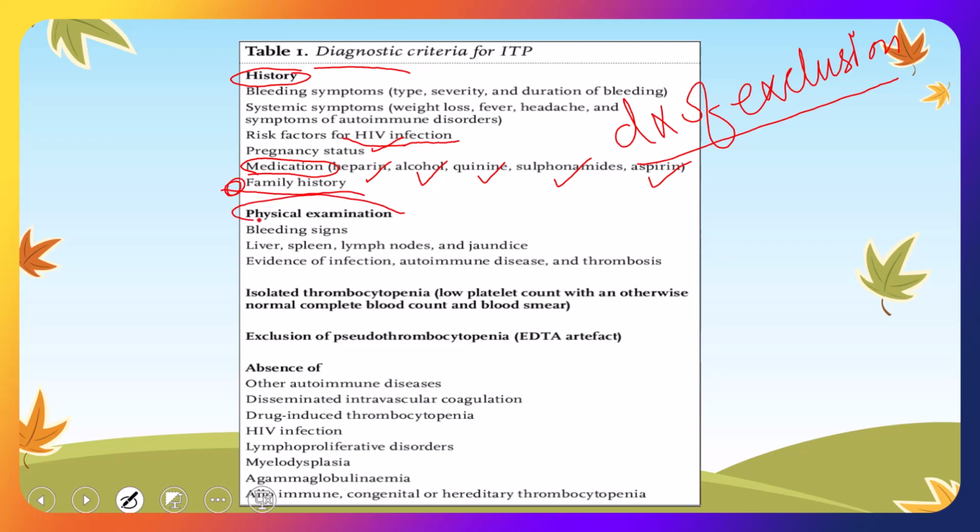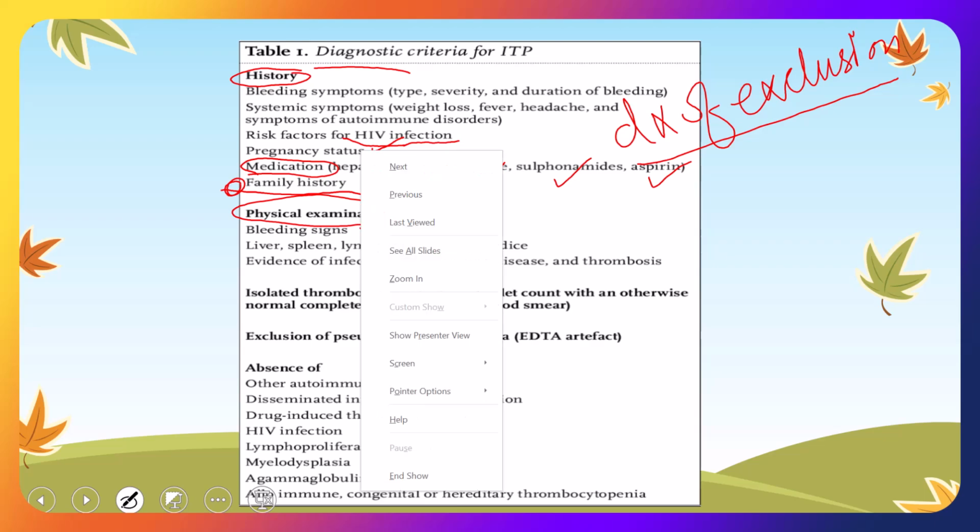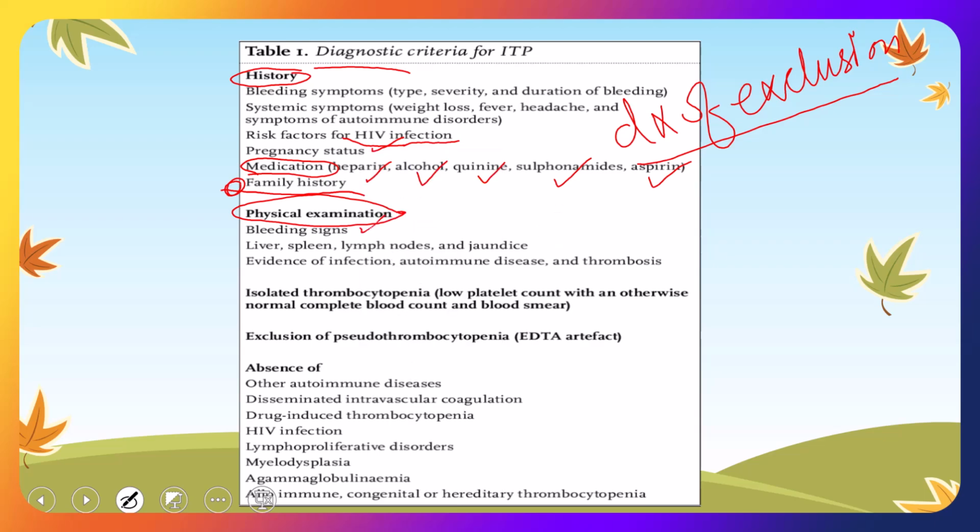So what about the physical examination? On physical examination, we have to look for the bleeding signs, liver, spleen, lymph nodes, and any sort of jaundice. Then we have to look for the evidence of infection, any autoimmune disease, or any sort of thrombosis condition.